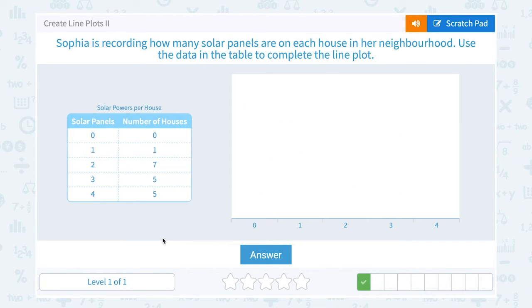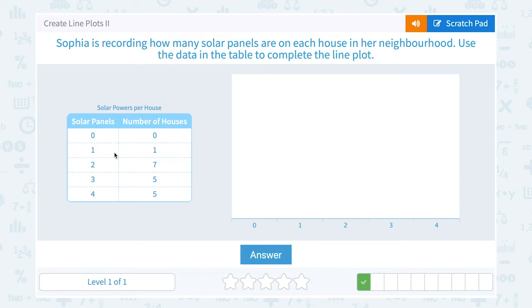Sophia is recording how many solar panels are on each house in her neighborhood. Use the data in the table to complete the line plot. Solar panels are in the X column of our table. So these numbers on the X-axis, 0, 1, 2, 3, and 4, would represent the number of solar panels. I'm going to draw an X for each number of houses. 0 solar panels were sold to 0 houses, so I'm going to leave the 0 on the X-axis blank.